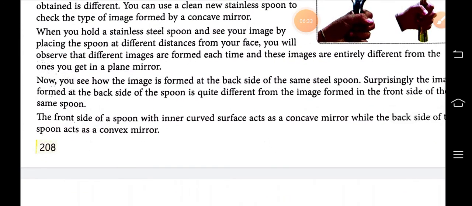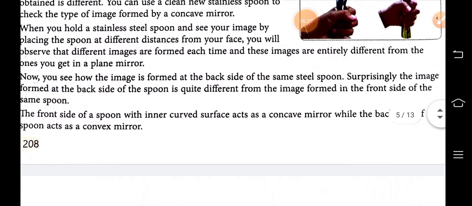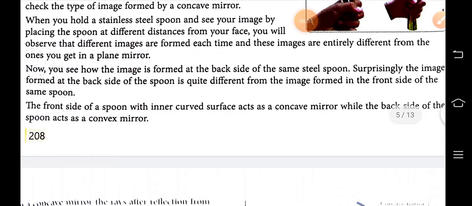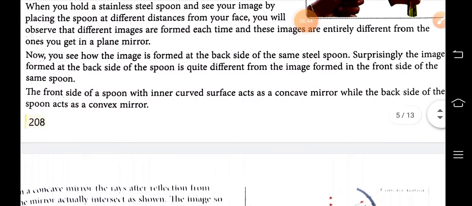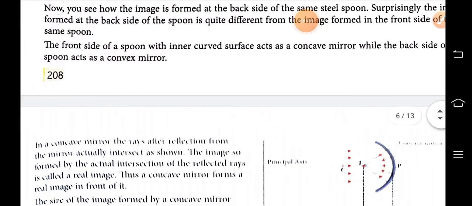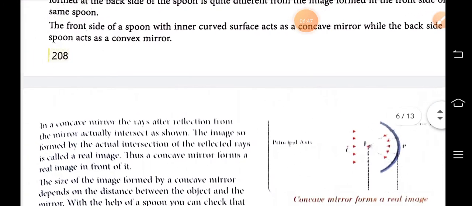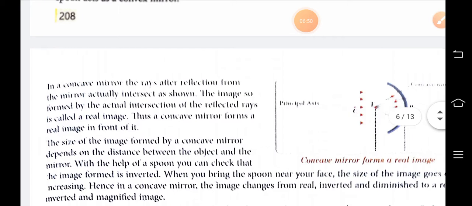You will see quite a different image from the image formed on the front side of the same spoon. The front side of a spoon, with its inner curved surface, acts as a concave mirror, and the back side is known as the convex mirror.